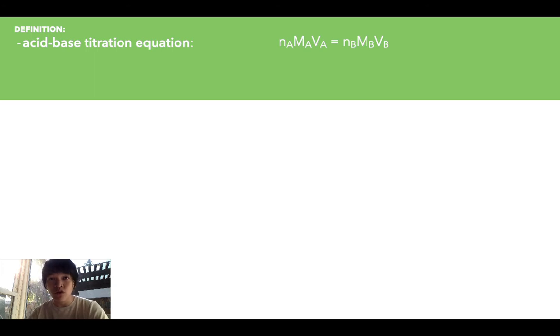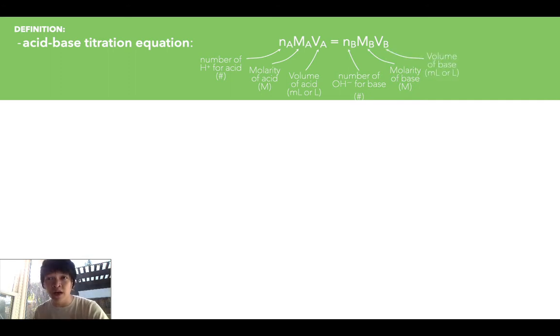So before we do two examples, let's just look at this equation first. The Na represents the number of hydrogen ions for the acid. It's just a number, it has no units. The Ma is the molarity of the acid. The Va is the volume of the acid. The Nb is the number of hydroxide ions for the base. Again, this one is just a number, it has no units. Mb is the molarity of the base, and Vb is the volume of the base.